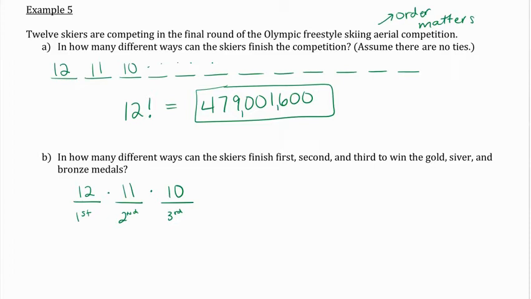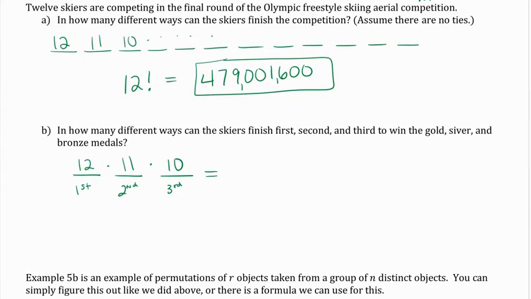So 12 times 11 times 10 would be 1,320 possible ways to pick the first, second, and third place finishers to win, right? Much fewer ways because we're only looking at the first 3 places, okay? But both of those are permutations because order matters, right? Again, the first, second, third place would be different if I changed the people around, okay?